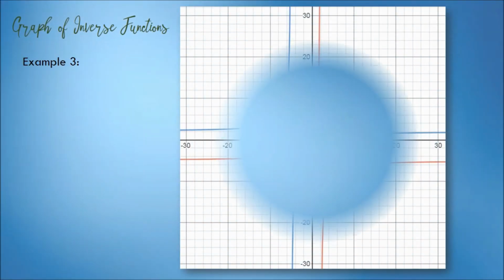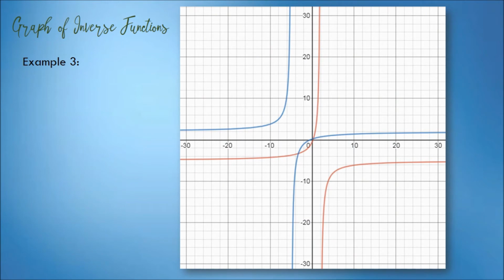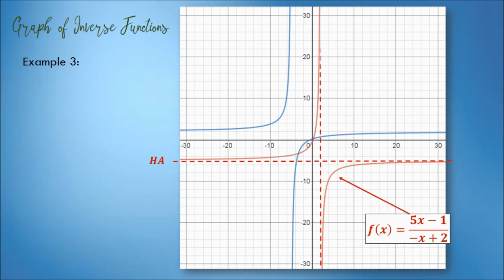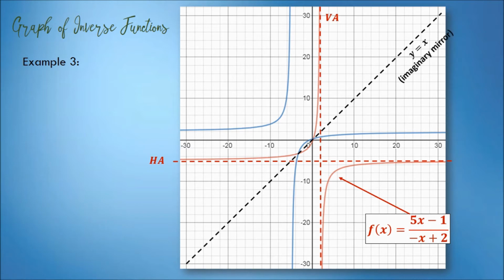One more example. We have these inverse functions. The red graph is the given function, f of x is equal to 5x minus 1 all over negative x plus 2. Since it is a rational function, it has the vertical asymptote at x equals 2 and horizontal asymptote at y equals negative 5. The imaginary mirror, y equals x, is drawn here.